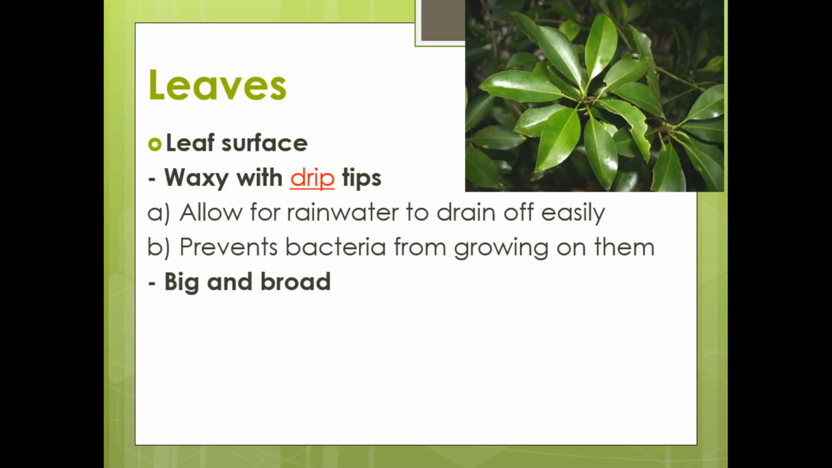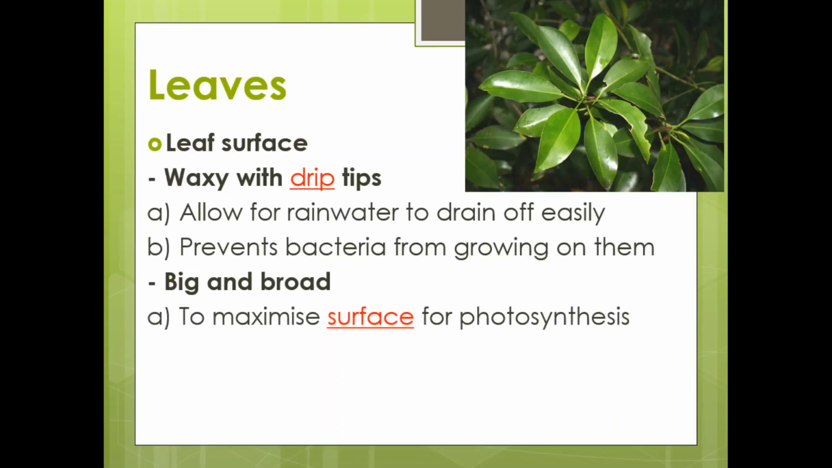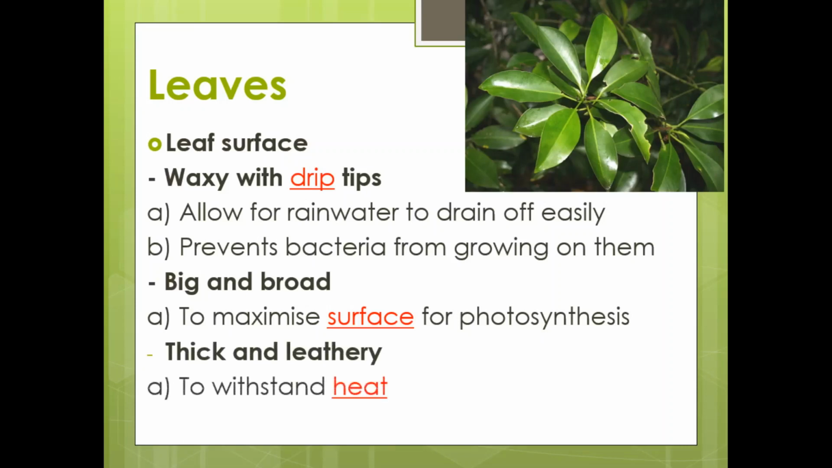And the leaves are obviously big and broad as mentioned because it maximizes the surface for photosynthesis. And another characteristic of the leaf is that it's thick and leathery. The reason being, a rainforest is found in an equatorial area and is a very hot area. So the plants need to withstand the heat of the forest. So thick and leathery surfaces allow them to.